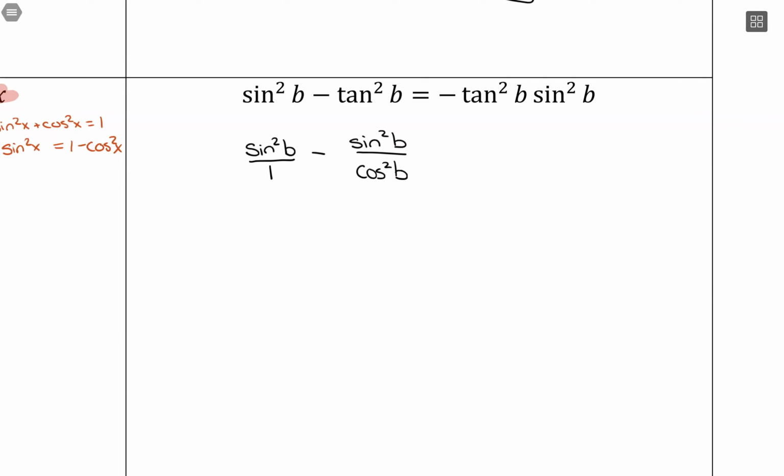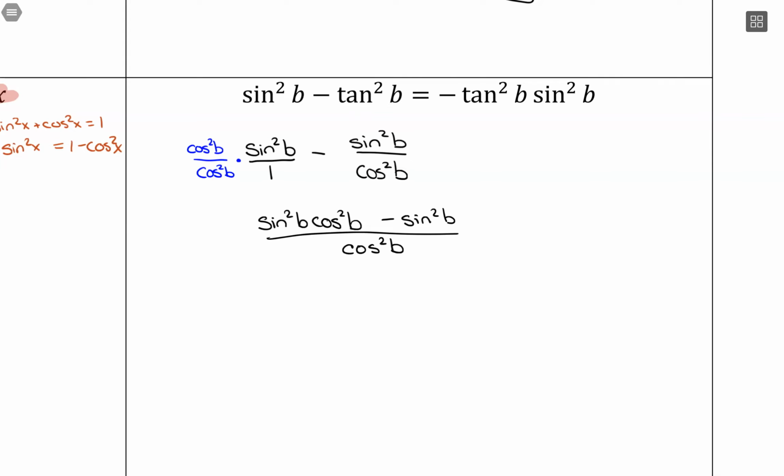So where I have the sine squared over 1, I need a denominator of cosine squared. And whatever I do to the denominator, I also need to do to the numerator. So this will be sine squared times cosine squared over cosine squared. We can go ahead and combine them, minus sine squared, all over cosine squared.